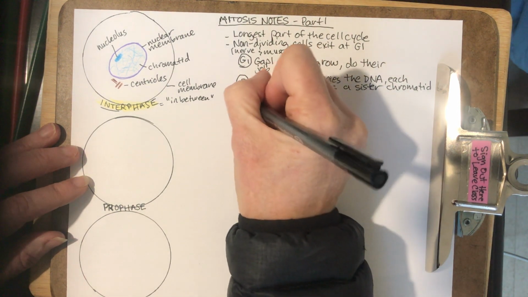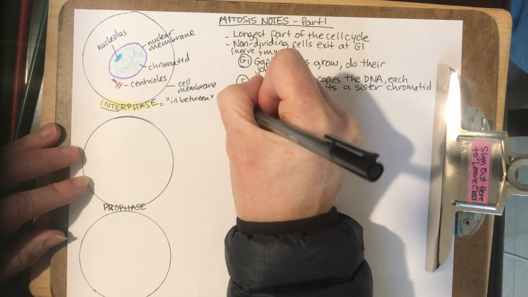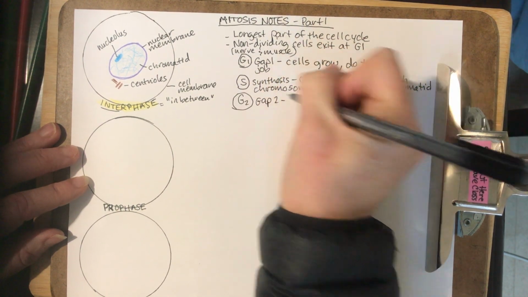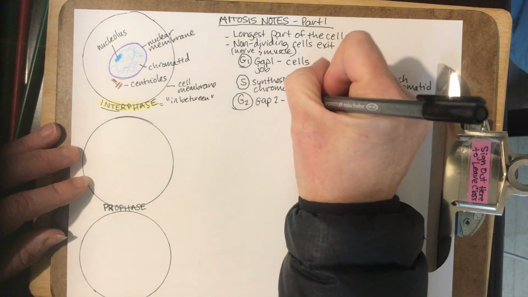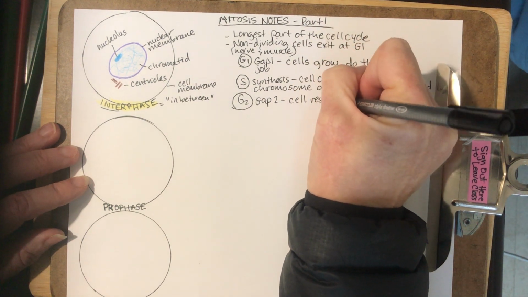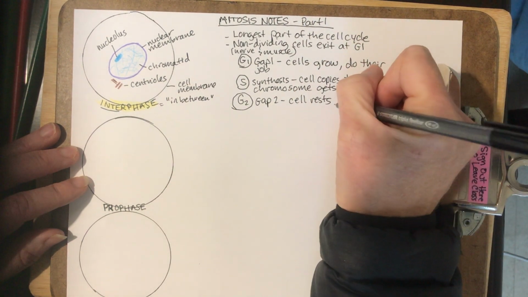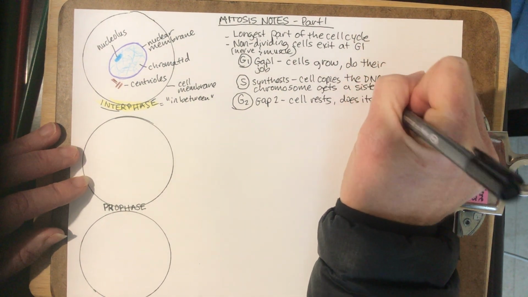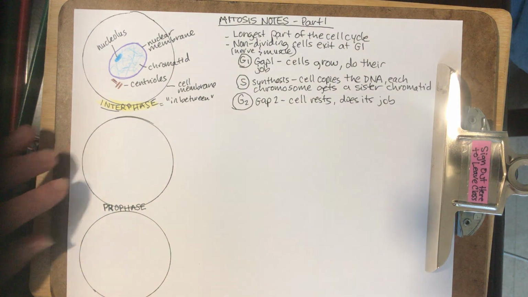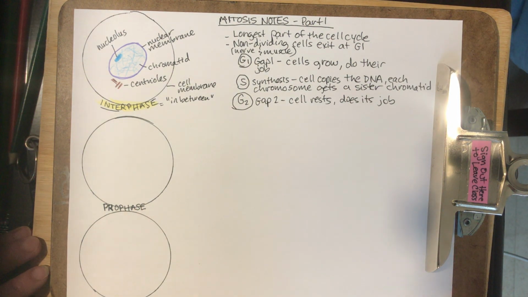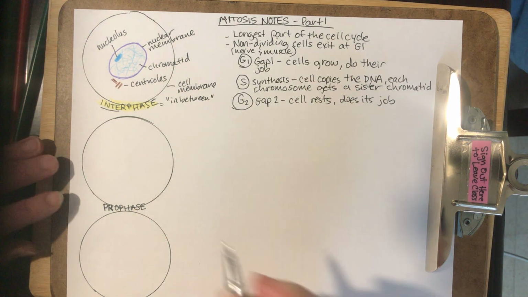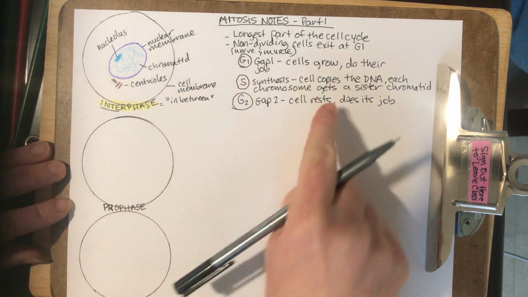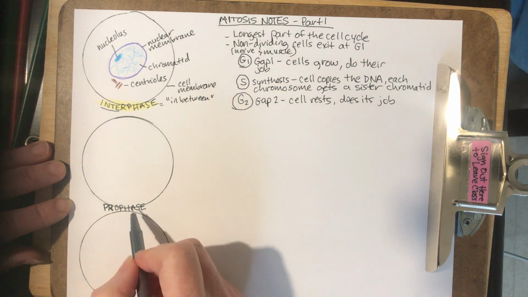Okay, G2 was gap 2. And this is when the cell's resting and does its job. It's just getting ready for that big division because that's a lot of work to divide. All right, very good. Let's keep going. So that was interphase, lots going on, longest phase. And let's move on to prophase.